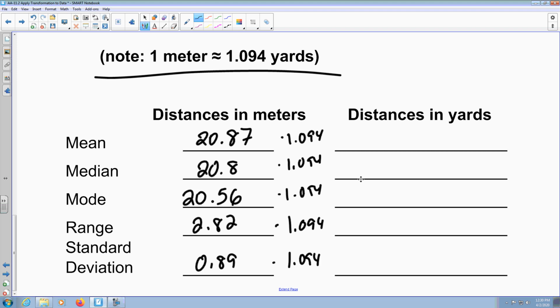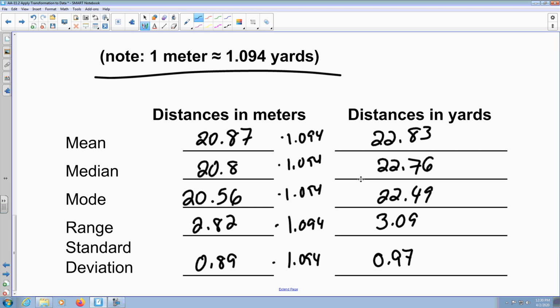So the mean is going to be 22.83. The median is going to be 22.76. The mode is going to be 22.49. The range is going to be 3.09. And the standard deviation is going to be 0.97.